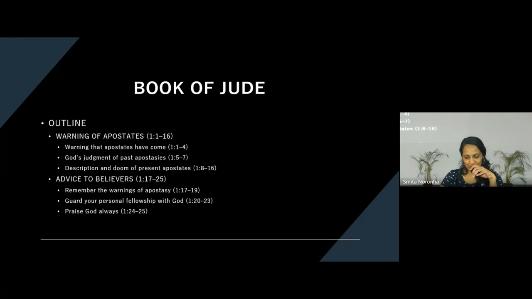We'll read a few verses from this book. Since it's such a short book, just reading a few verses will give us an idea of what the book talks about. But before we do that, we'll look a little bit at what the book overall talks about. So chapter 1, verse 1, he begins with a warning against false teaching. The first verse is just a greeting.